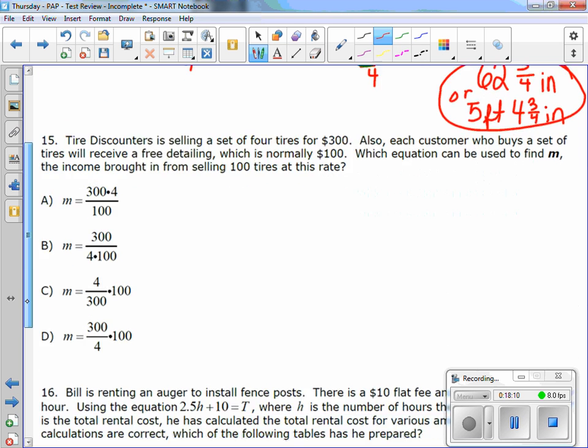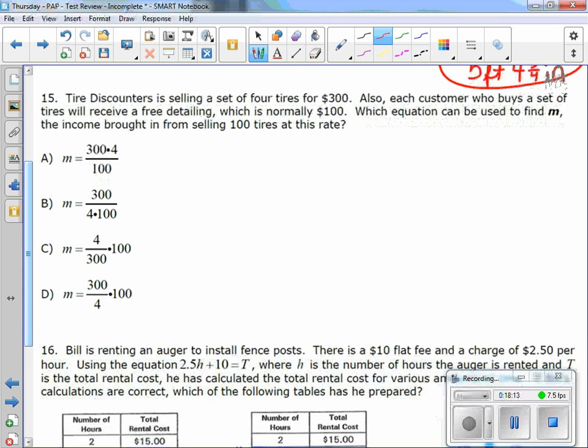15. Tire Discounters is selling a set of 4 tires for $300. Also, each customer who buys a set of tires will receive a free detailing, which is normally $100. Which equation can be used to find M, the income brought in from selling 100 tires at this rate? So each person is going to be buying 300 tires. So it's 300 per person.